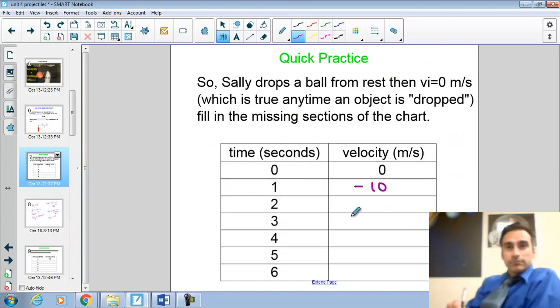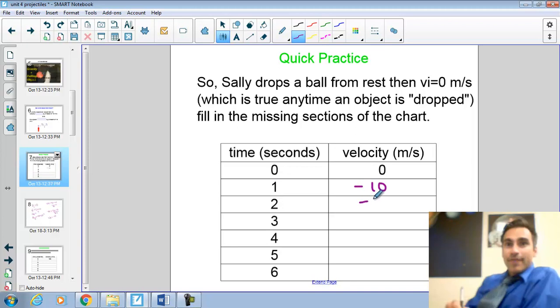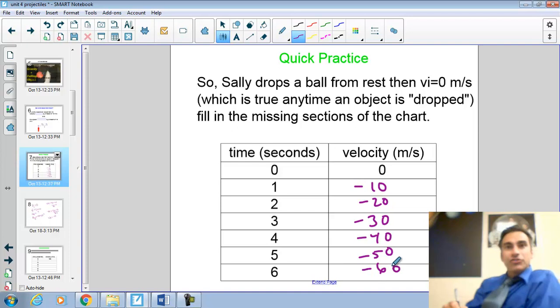If we were to go ahead and do that same problem, only now use time as 2, we should end up with a velocity final that is negative 20. And this is a consistent pattern that you're going to see whenever we have a dropped object. It should change by a rate of negative 10.